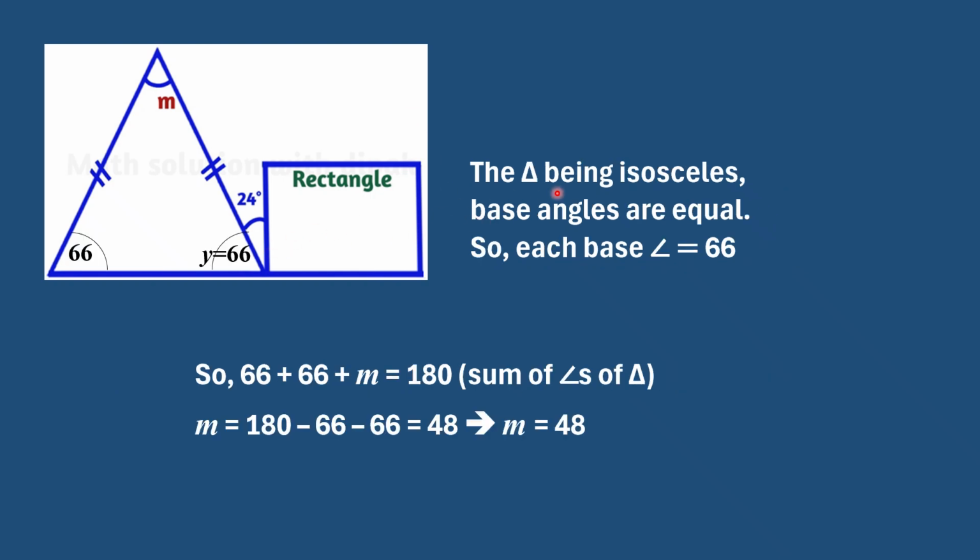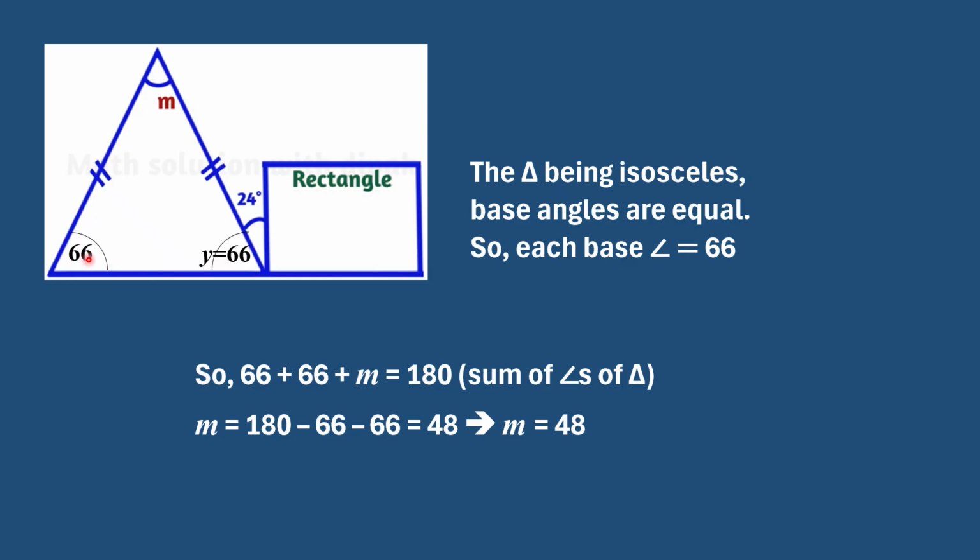Now the triangle is isosceles. So if one base angle is 66, the other base angle should also be 66. So we are getting two angles, 66, 66, and the third angle m. The three angles are m at the top, that is the vertical angle, and 66, 66, the two base angles, and the sum of the three angles of a triangle is 180. That is the third fact.